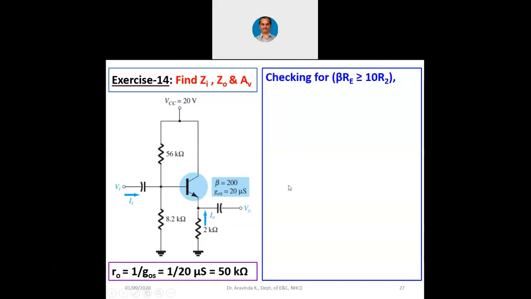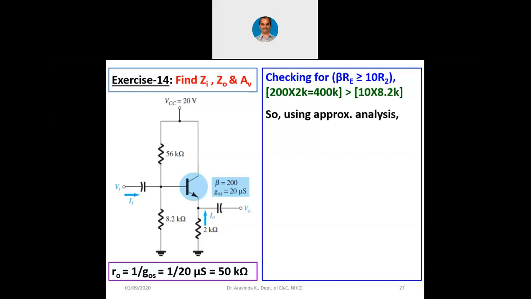So here R0 is 1 over 20 micro, which is nothing but 50 kilo ohms. Let us check for the condition. 200 into 2K, beta into RE is 400K. That is greater than 10 into R2. R2 is 8.2K, so it is 82K. 82K is less than 400K. So the condition is satisfied, which means we can apply the approximate analysis.